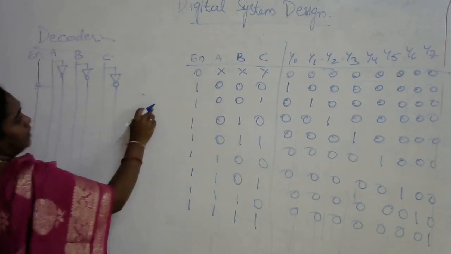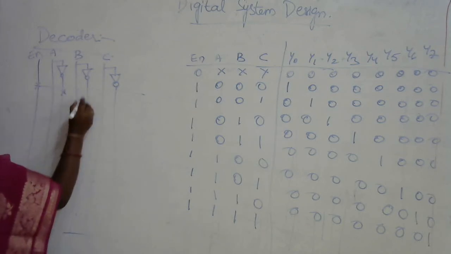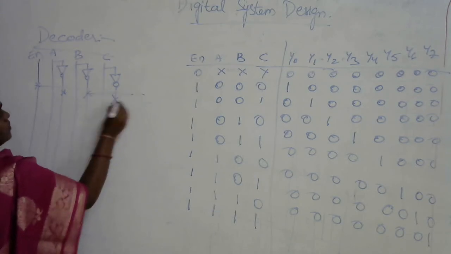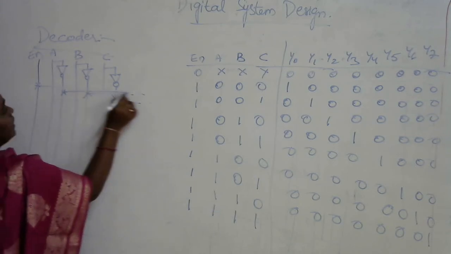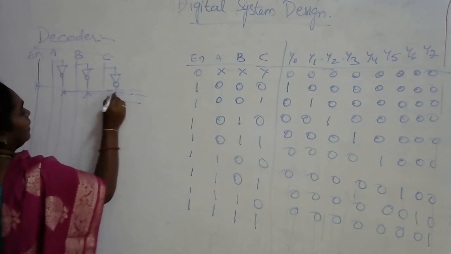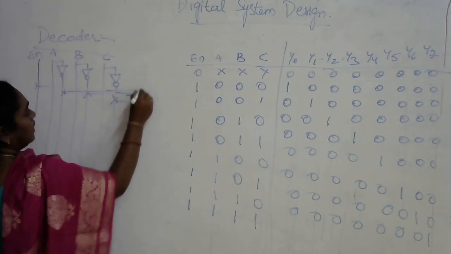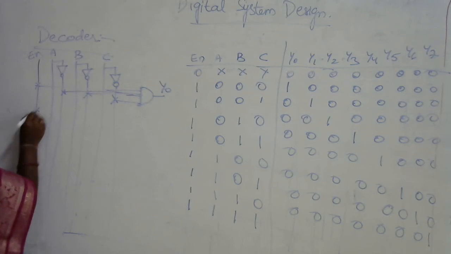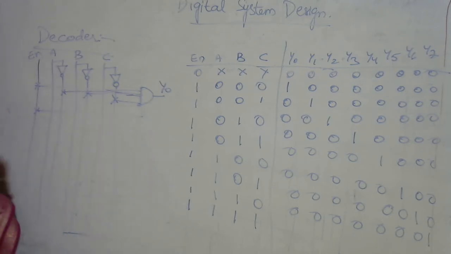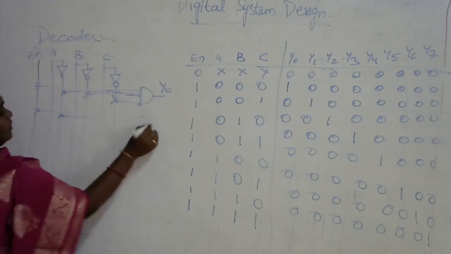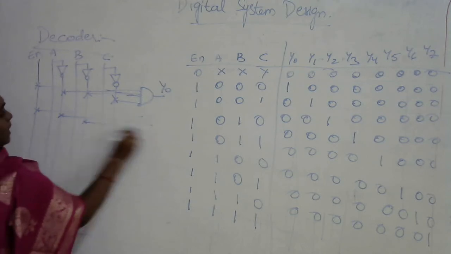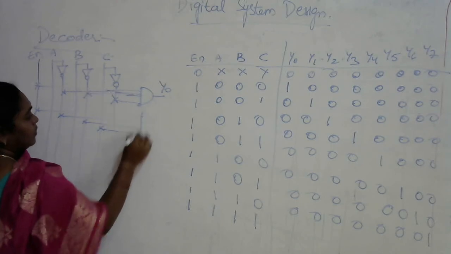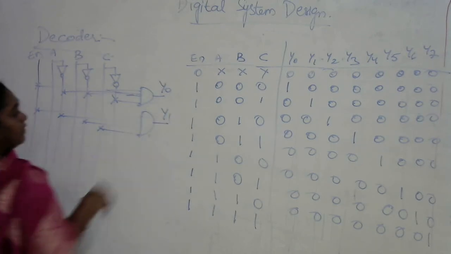For Y0, A is 0, so A bar; B is also 0, B bar; C is also 0, C bar. So we need to take 3 lines from enable 1, A bar, B bar and C bar and connect them to an AND gate. This is for Y0. Similarly for Y1, enable, A is 0, so it is A bar, B is also 0, B bar, C is 1, so keep under C. All these are connected to the AND gate, which is nothing but Y1.